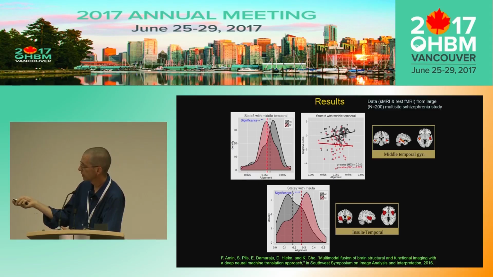And in addition, the schizophrenia patients are showing significantly more alignment between that structure and function relationship than are the healthy controls. So it gives us a way to ask questions about these links between structure and function that we know are present in the data, and we don't fully understand how they work.